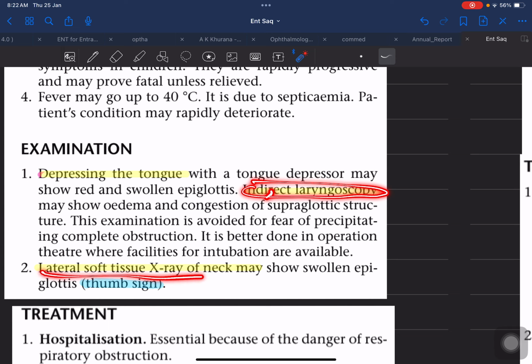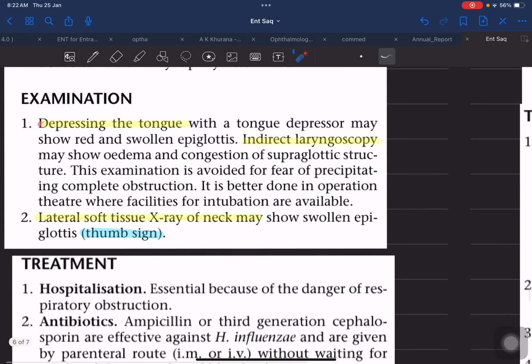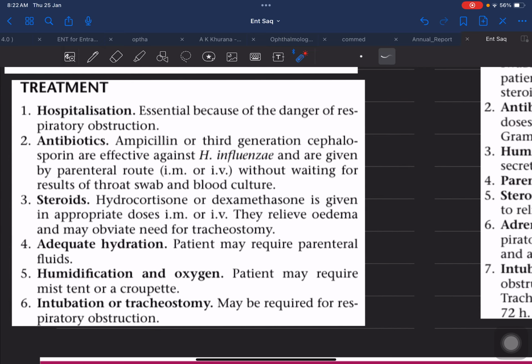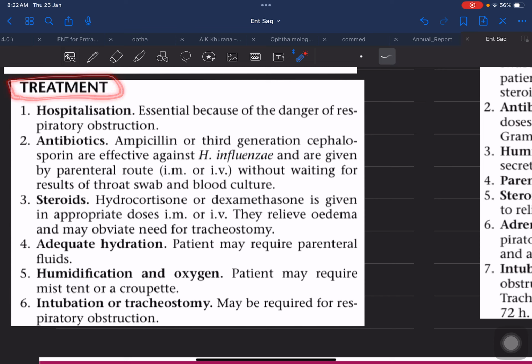Similarly, on lateral soft tissue X-ray of the neck, what we see is the thumb sign, right? So these are the investigations, right? And talking about treatment, as I've already mentioned, there is hospitalization because of the danger of respiratory obstruction. So the hospitalization is very important.